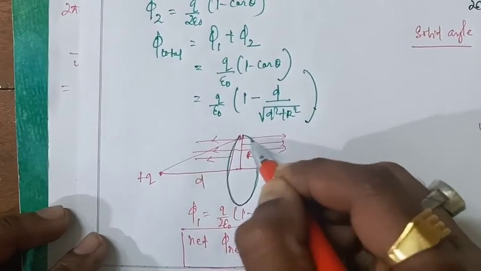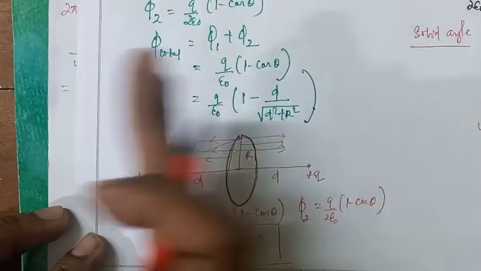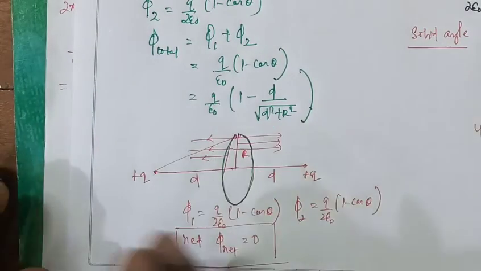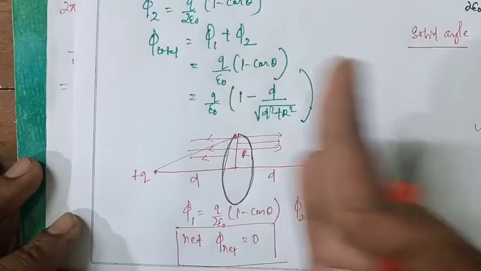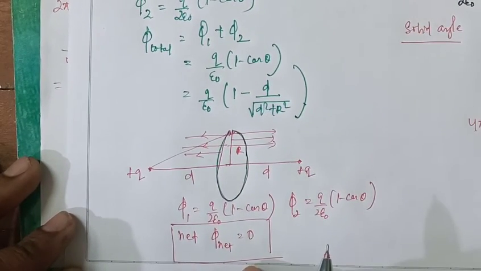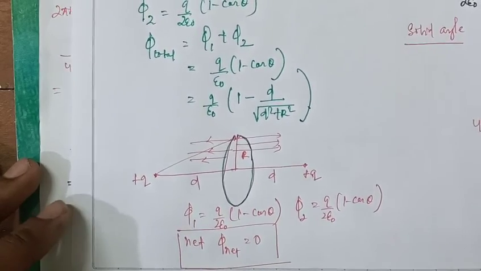because for this, the flux passes like this, and for this charge the flux passes like this, because for positive charges the field lines are radially outward. This is outward in this direction, this is outward in this direction, so the net flux comes to 0. This is one piece of information the student has to keep in mind in order to think about this kind of flux question.